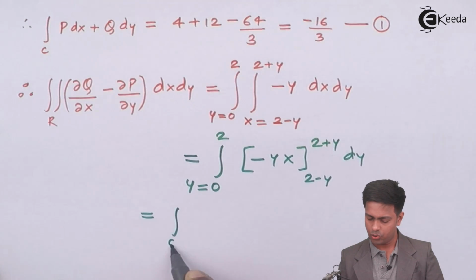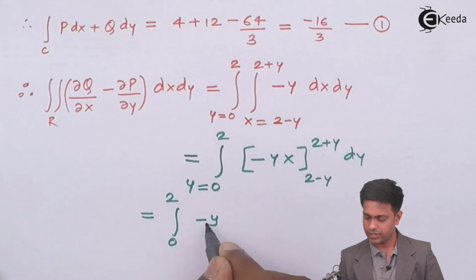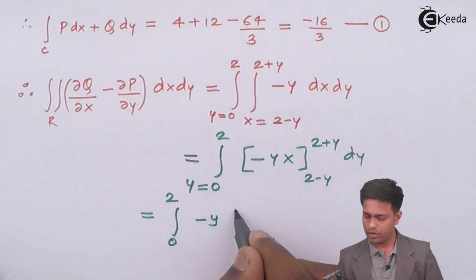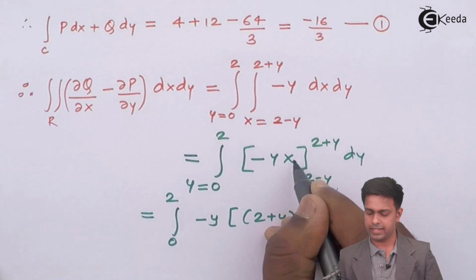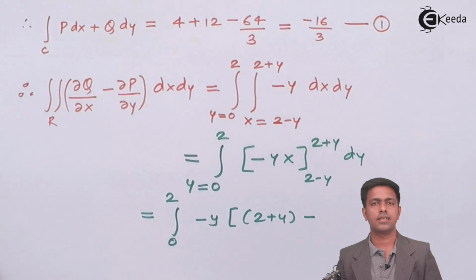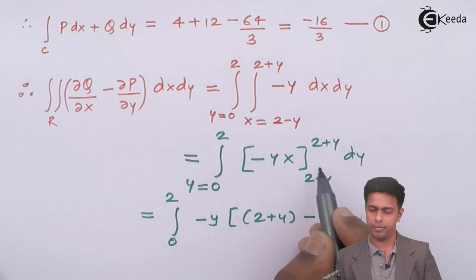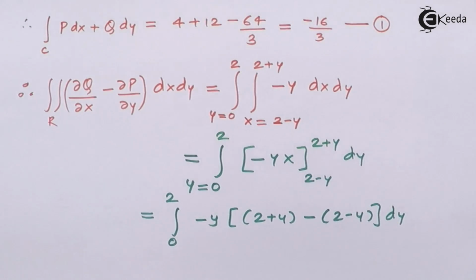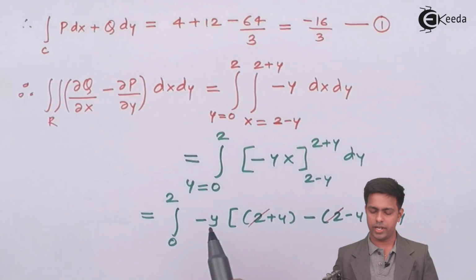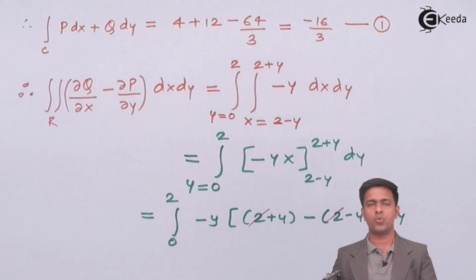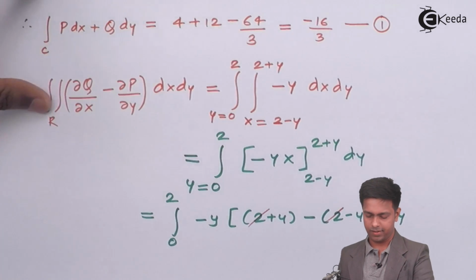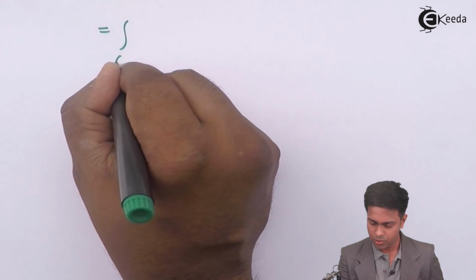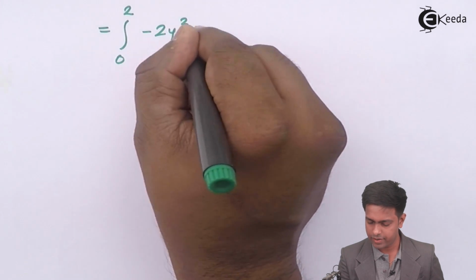So we will get integration 0 to 2 as it is, negative y, which is a constant, outside. If I put this value, we will get 2 plus y in x, the middle sign is minus, and then let's put the lower limit, which is 2 minus y, and dy as it is. Now guys, due to this negative sign, this will become minus 2, and minus 2 and plus 2 cancel. This will become plus y and plus y, so plus 2y, and plus 2y into minus y is minus 2y square. So here we'll get integration 0 to 2 of minus 2y square dy.